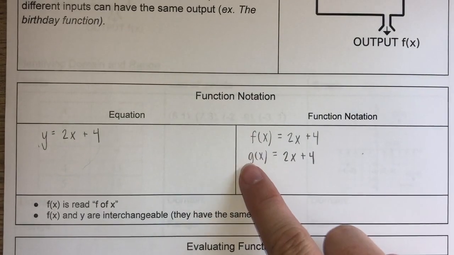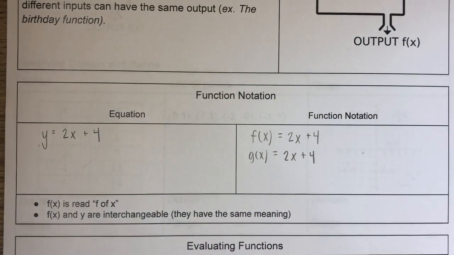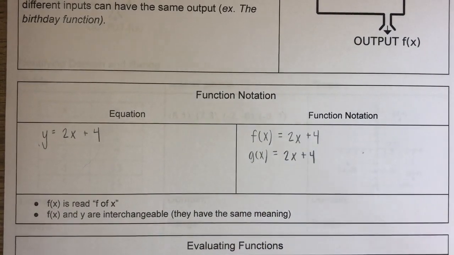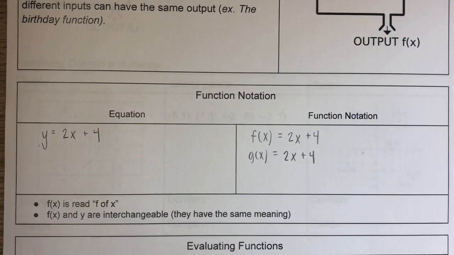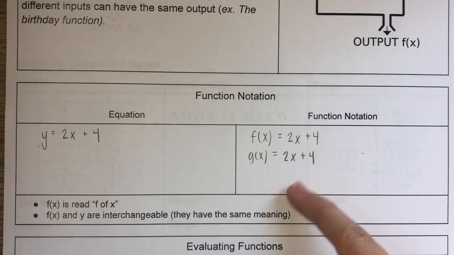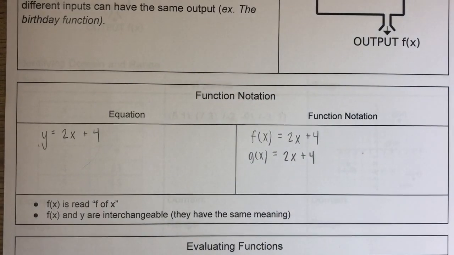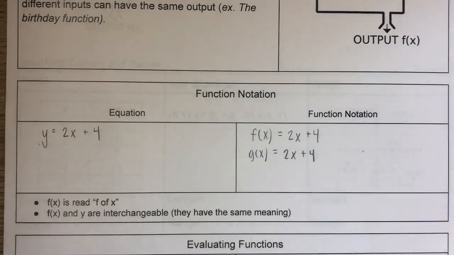The letter outside the parentheses can change. So f can change to g, it can be h, and could be any different letter. Also, the x can change to different values, and we'll talk about that more in a second. But if this x changes, then the x in the actual equation part should change as well. And one last note and reminder is that f of x and y are pretty much interchangeable. They have almost the same exact meaning.